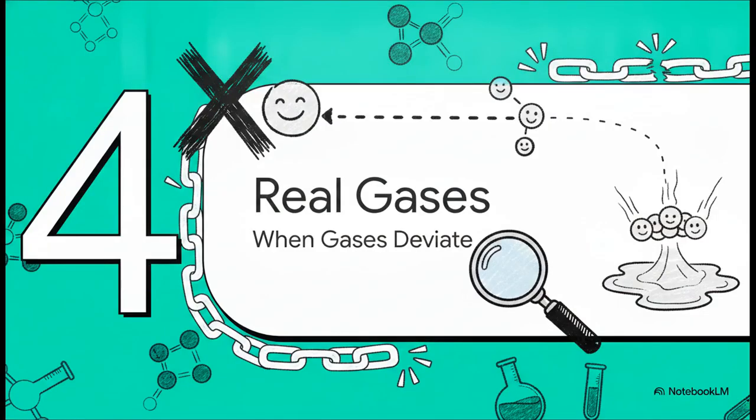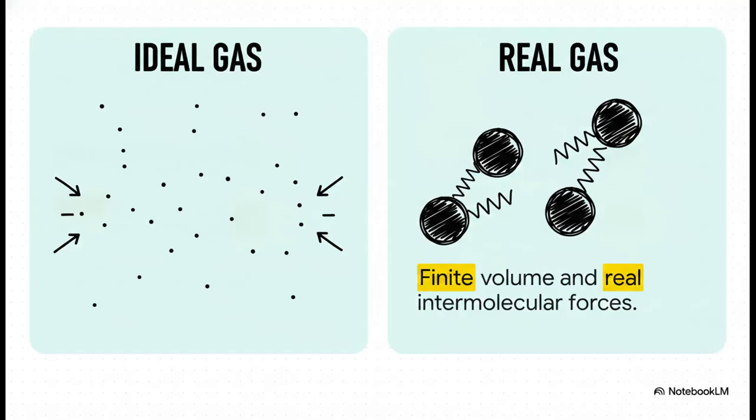Section 4. Real gases and liquefaction. Basically what happens when gases stop behaving ideally. Okay, major exam trap alert right here. Listen up. In chemistry, we absolutely love ideal scenarios, but we live in the real world. Let's compare the two. The ideal gas law assumes that gas molecules have essentially zero volume and zero attractive forces between them. But real gases, they're made of real matter. They have finite volume, and they absolutely have real intermolecular attractions.